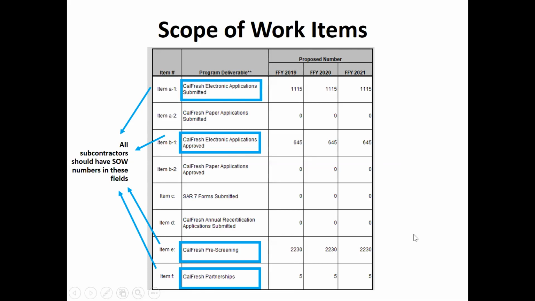And even if you don't have scope of work numbers in those boxes, it's still a really good thing to track if you start doing those things, because it helps show the type of outreach work that you're doing, and we want you to get credit for that work. So even if you don't have scope of work numbers in those squares, you can still track those items if your campus or your organization are completing those. Next slide.